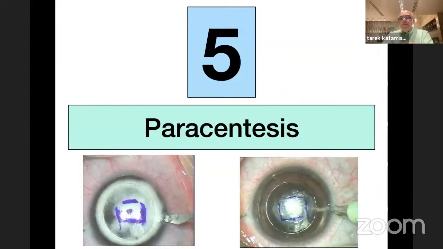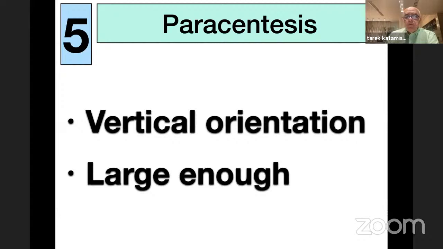I will go now through the step of paracentesis. Very important step. It should be vertical in orientation and it has to be large enough, because I will use this paracentesis in the next steps, injecting air, injecting saline. So it should be large enough to be useful during my technique.